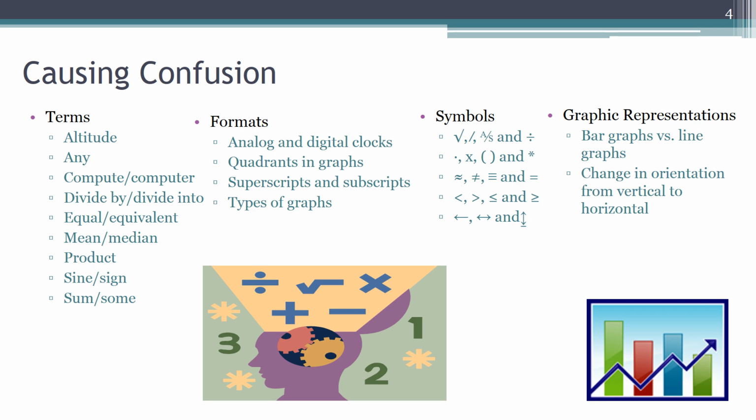Graphic representations. When do we use a certain format? When is it better to use a bar graph or a line graph? What happens when we change the orientation of the graph from the horizontal to the vertical?